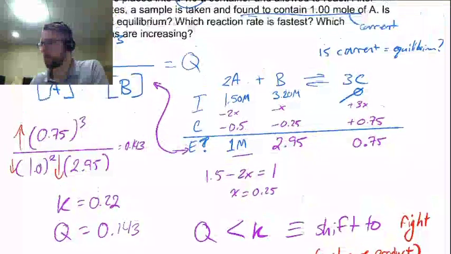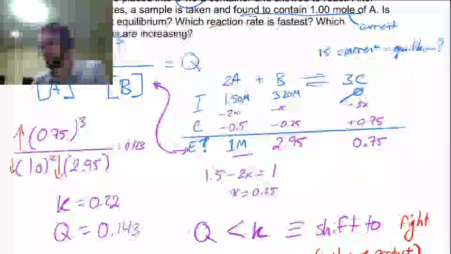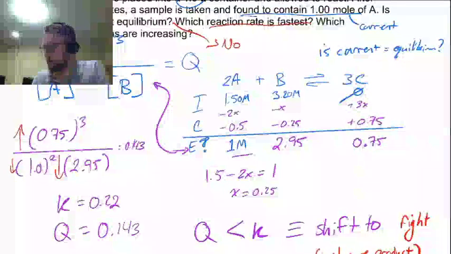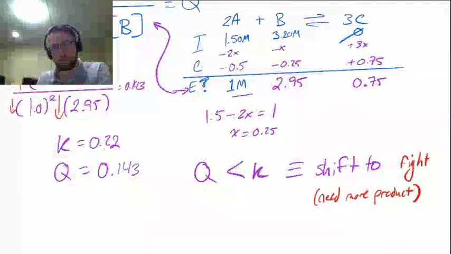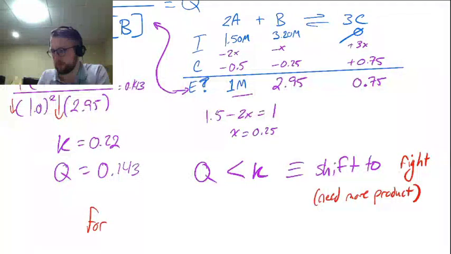Okay, so is the system at equilibrium? No. Which reaction rate is fastest? This is cool. I like this question a lot. At this point, you have an excess of your reactant. More concentration equals more speed. So the forward reaction is faster.